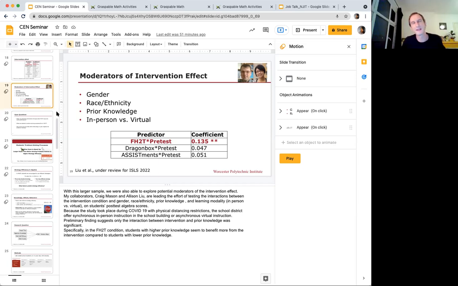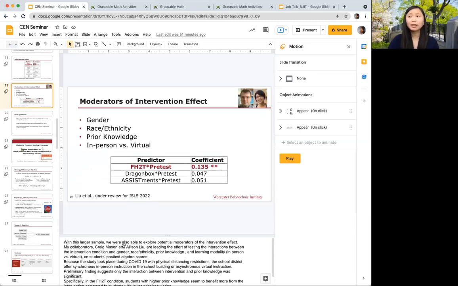So was the effect seen in children with higher prior knowledge? So they did better. Right? Yeah. All right. Interesting. Yeah.